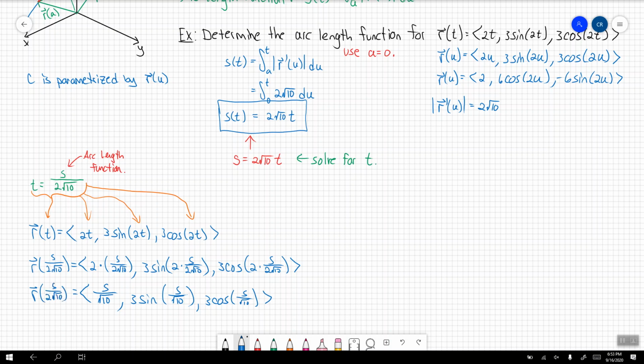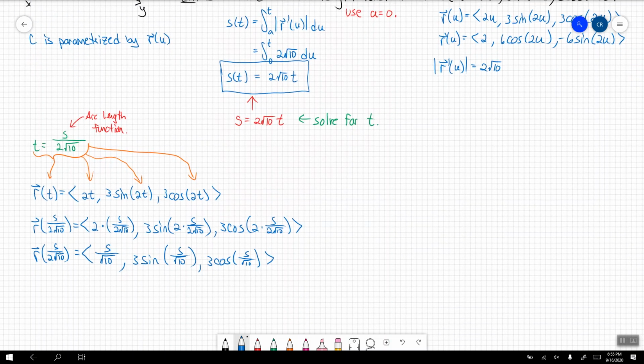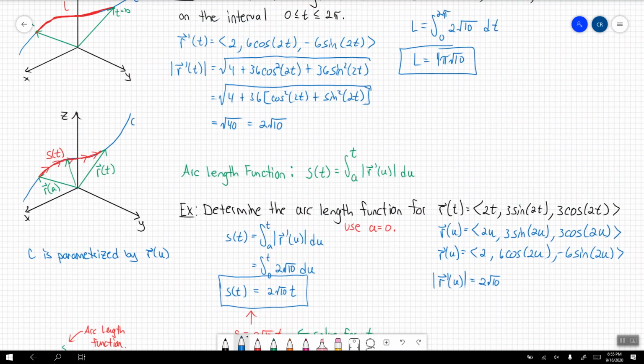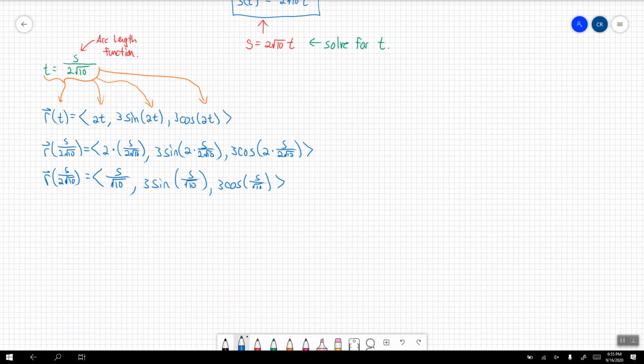That's really neat. And I say that this is really neat because we now have this curve that was initially parameterized by some stopping value for t. All right, and remember, that was my arc length function. So we had some curve that was parameterized, and we had a stopping point of t, but now this curve is determined by the arc length.